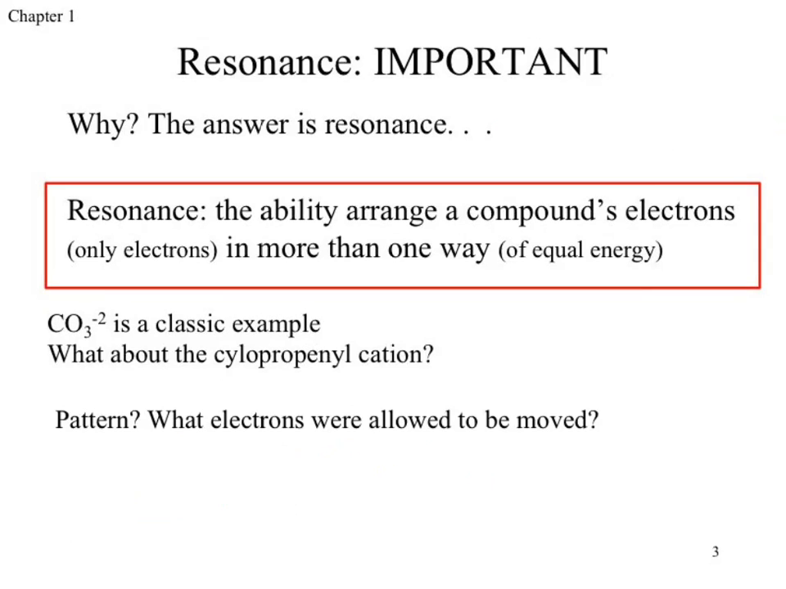So what electrons were we allowed to move? It was the electrons in the double bond, also known as our pi electrons. What electrons could we not move? Sigma, or since we haven't officially addressed that, our single bonds. The single bonds we're not allowed to touch. We can only move the extra electrons on top of it. Okay?